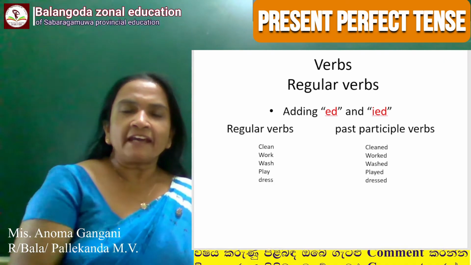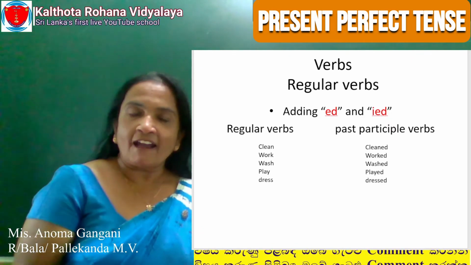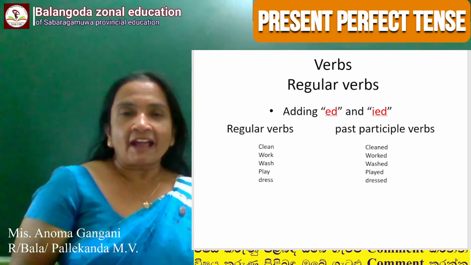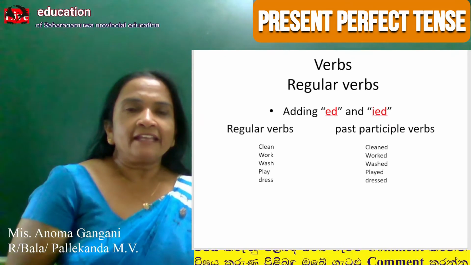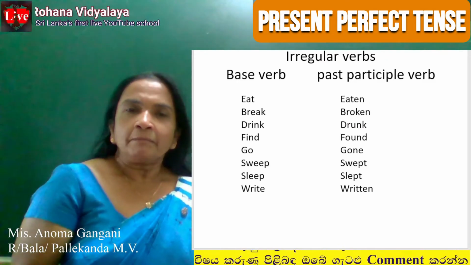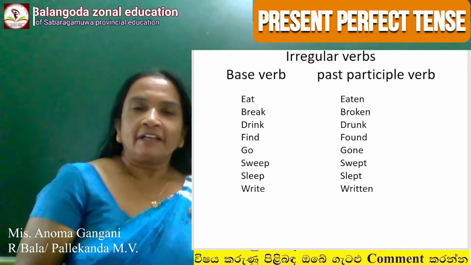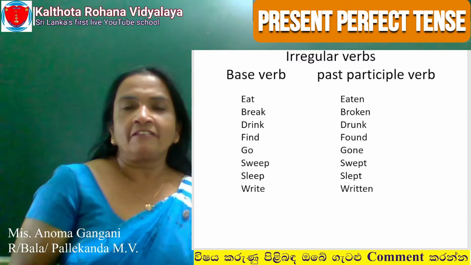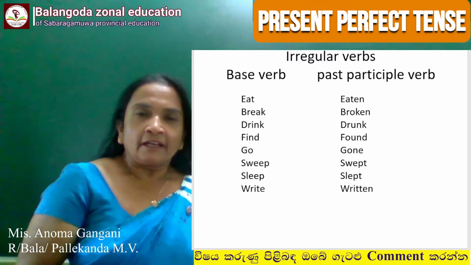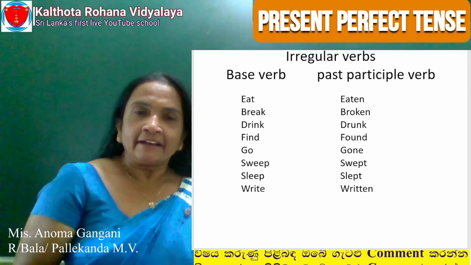What are the verbs where we add ied? Fly, flied. Then ride. Other verbs are there too. Then next, regular verbs: base verb here, then the past participle verb comes as another form. So you have to learn by heart to use these. Refer to more regular verbs and get a clear idea.